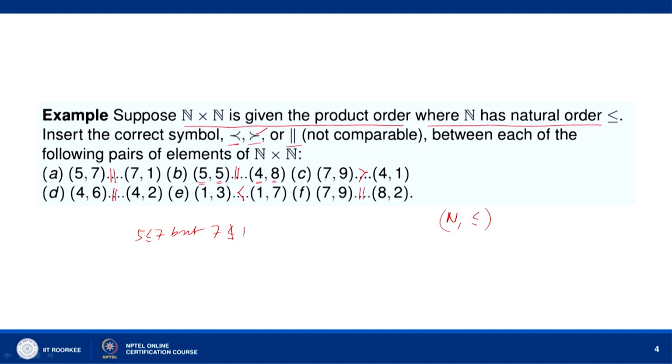Okay. So, we can see A part, B part, D and F are not comparable, while C and E are comparable. In C, we have to put this strictly succeeding, and here strictly preceding, because although 1 is equal to 1, 3 is strictly less than 7, and here 7 is strictly greater than 4, 9 is strictly greater than 1.